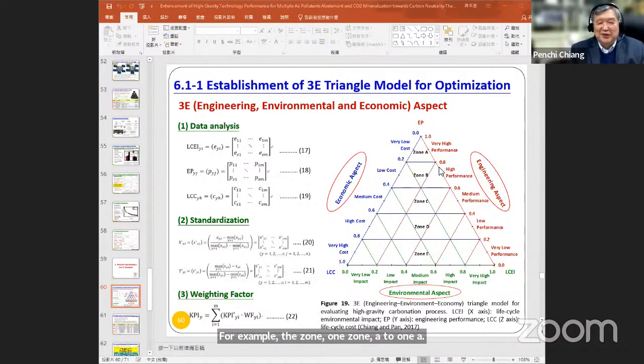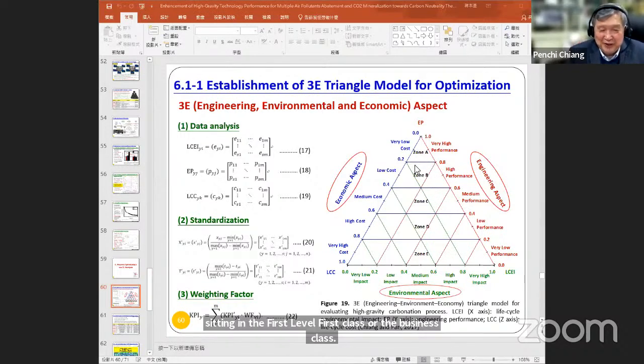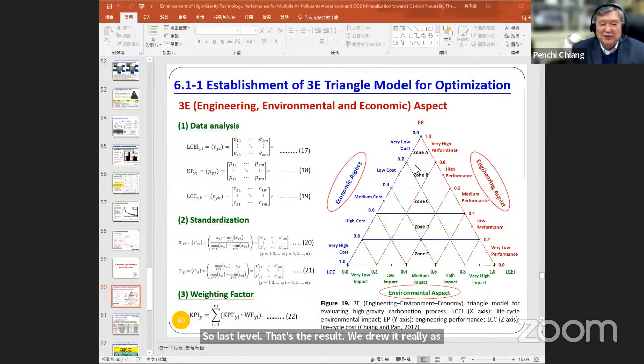I always tell my students it's like when we take a plane. If you are lucky, you are sitting in the first level, first class or business class. So that's the zone we really expect to happen. Once again, we try to put all the factors together and see how we can integrate them throughout this life cycle analysis. So once you evaluate the technology, we can give the different zones as shown in this diagram.